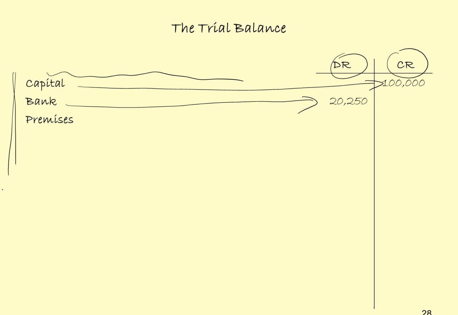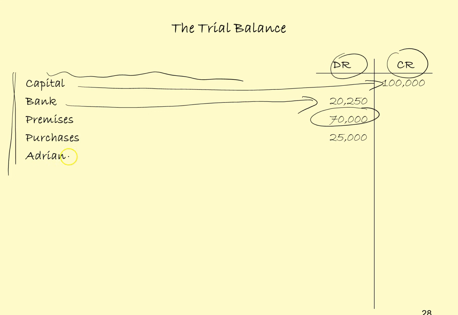So the next account I have is premises. Premises, they're assets, so the balance will be on the debit side. And on the premises account, if you look back on it, the balance will be 70,000. The next one I have is purchases. Purchases are always debit. I have a figure of 25,000. So you can now just go back and put your balances in and check them against what I have here.